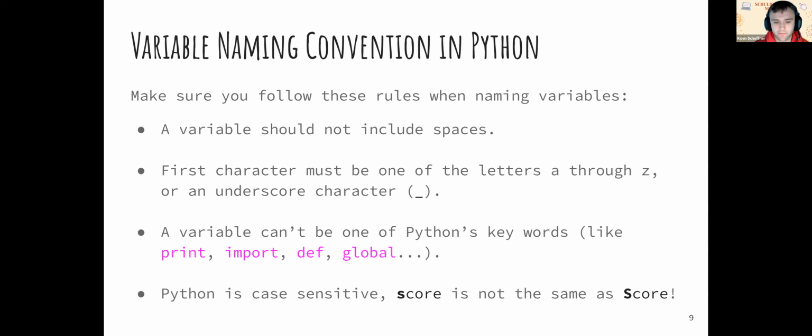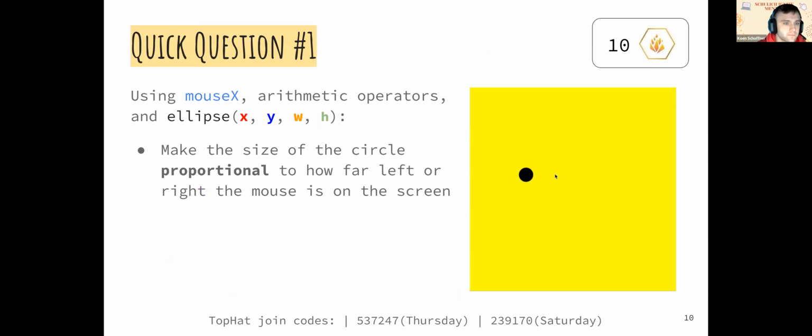So if you type it and you say print is equal to 5 and you see print is highlighted pink, change that name. Python's naming convention is also case sensitive. So if you do capital P or capital S for score, that's different from lowercase s score. Okay. So this is our first question for the day.